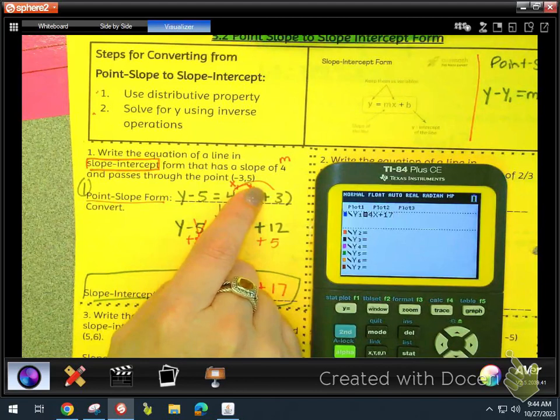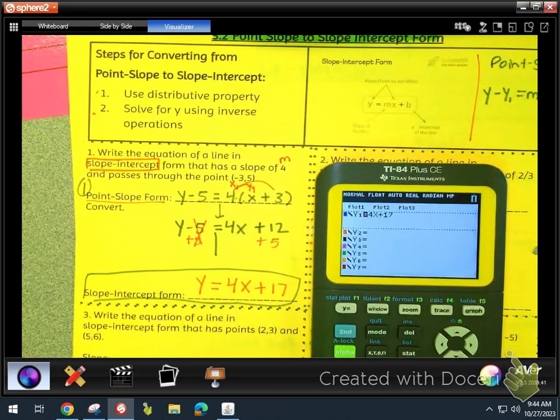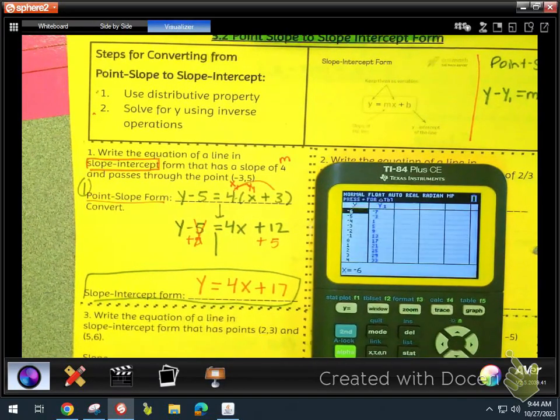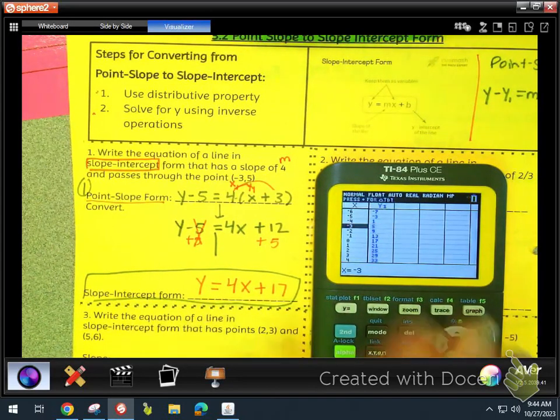Negative 3, 5. Well, let's go look at the table and make sure that point's there. How do we get to the table? Second graph. So you're going to go to your table and look when x is negative 3 and make sure that y value is positive 5. Is it? Yes. Did we do the problem right? Yes. Yay us.